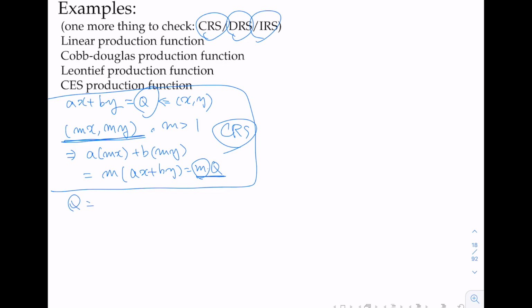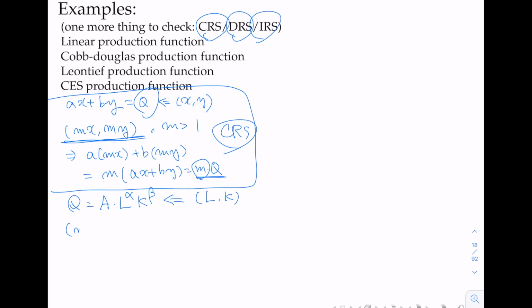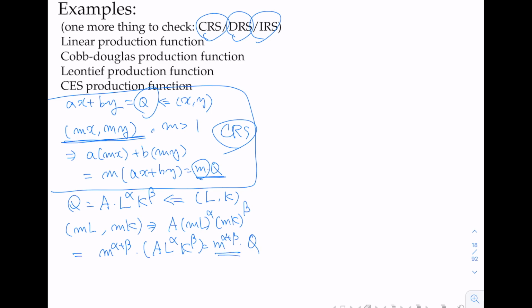Now let's think about the Cobb-Douglas production function. Okay, so this is the output Q when you have input L and K. Now I multiply M to L and K, then the output is (ML) to the alpha (MK) to the power of beta, so that's going to be M to the alpha plus beta times A L to the alpha K to the beta. So in other words, M to the alpha plus beta times Q. So if M to the alpha plus beta is M, then that's a CRS. And if M to the alpha plus beta is larger than M, that's IRS. And if it's smaller, that's DRS.